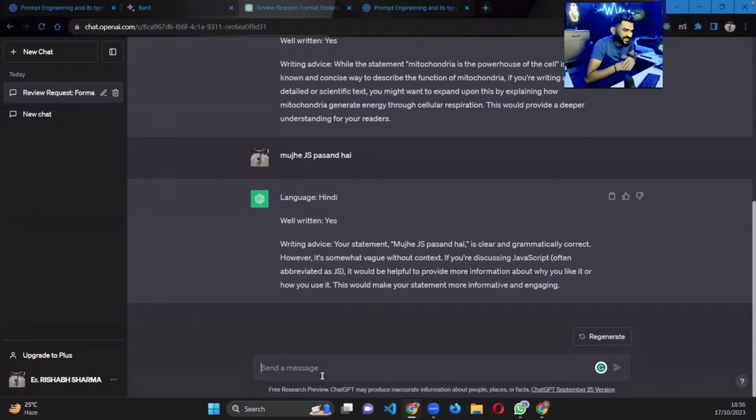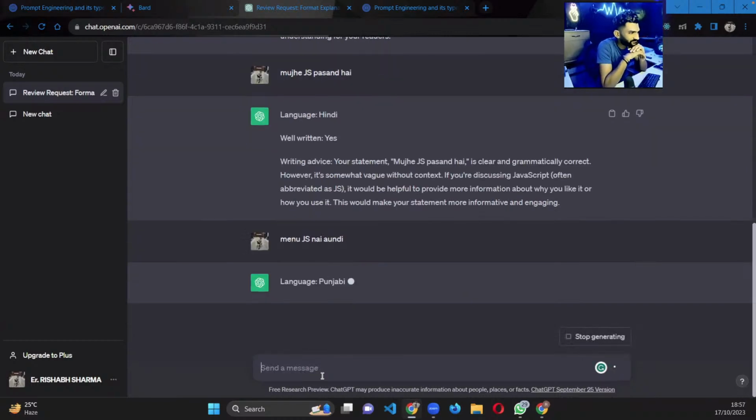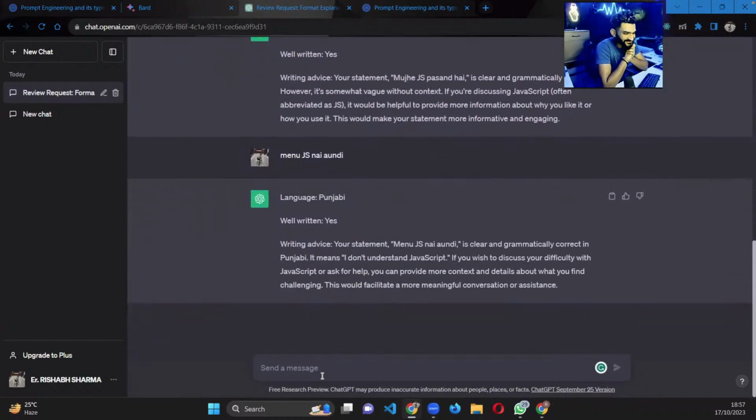Okay, let me try writing Punjabi. Menu JS nahi on the, menu JS nahi on the. I don't know whether it will work or not, but let's try this. See, it is working. See guys, is it working? I want you to reply with a heart in the chat. Press heart, press heart. Yes.